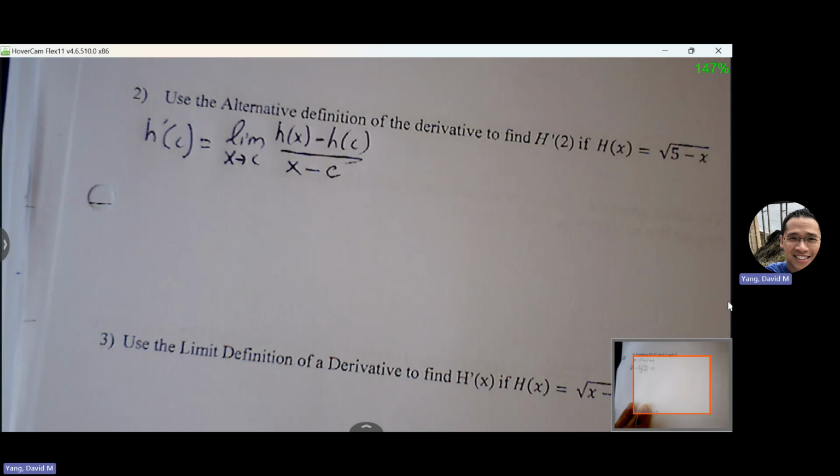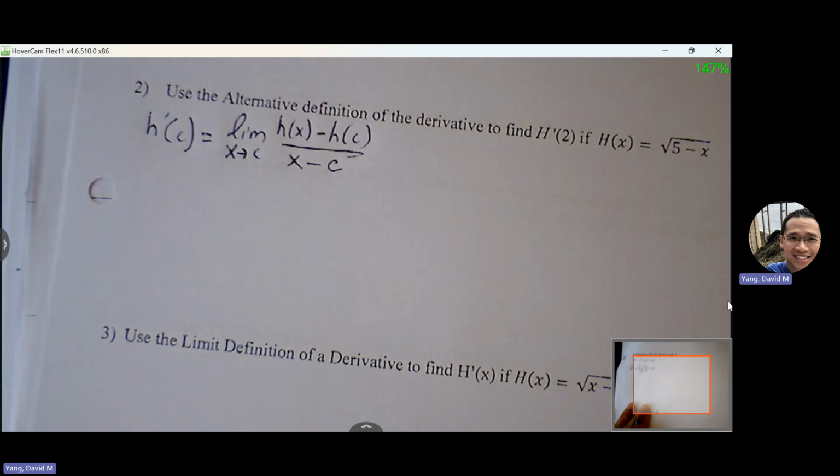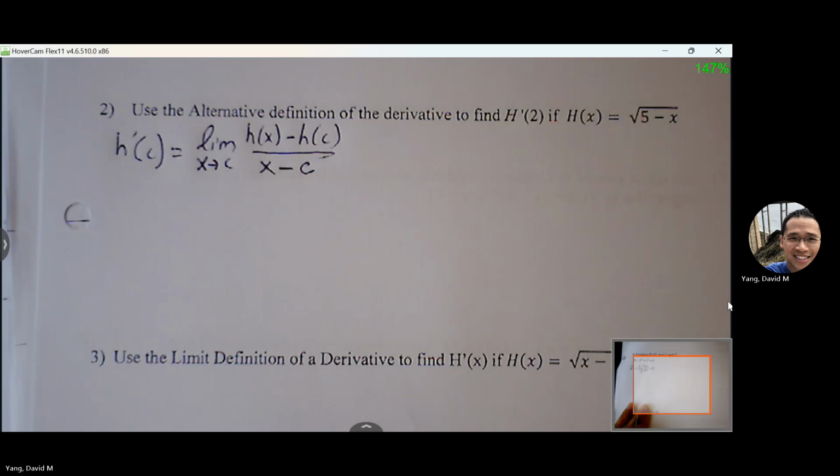Any questions with one? Any parts that you want me to go over with you? All right, here's the beginning of number 2. Your alternate definition is going to be, well, the original definition is f of x minus f of c, but I'm using h here. Remember, your alternate definition is doing something a little differently. It's going to take you directly to a slope value rather than to a formula.